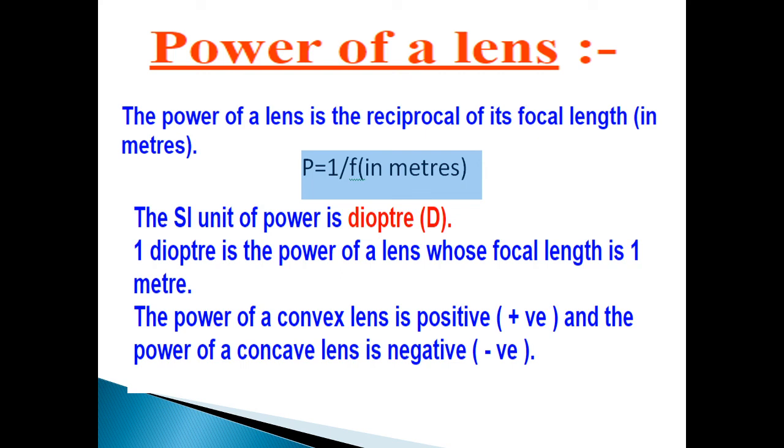So if P equals -2 D, then the lens used is a concave lens. Every time the power is represented as negative, it shows you that the lens used is a concave lens. If the power is positive, plus 2 D, then the lens used is a convex lens. So for a concave lens, every time the power will be in minus.